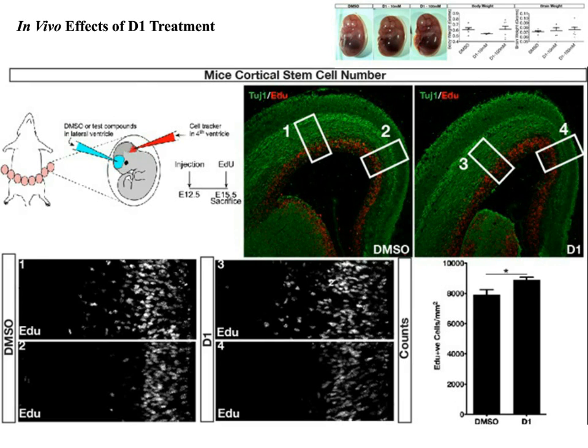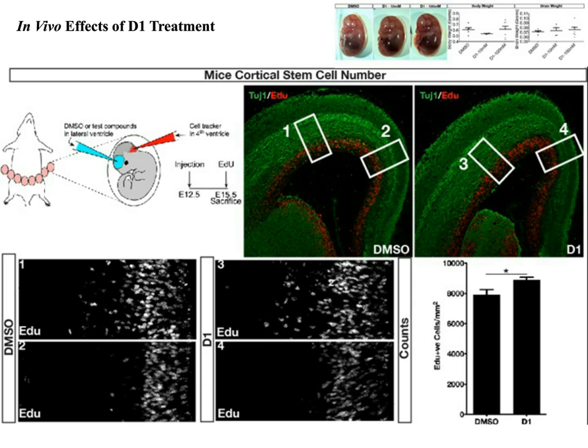So a pregnant female was opened up, and embryos were injected with D1. Then we put it back, sewed it up, waited for 3 days, and examined the ventricular region of the cortex. And what we saw, panels represented by 1, 2, 3, 4. So 3 and 4 are D1 treated, and 1 and 2 are DMSO treated.